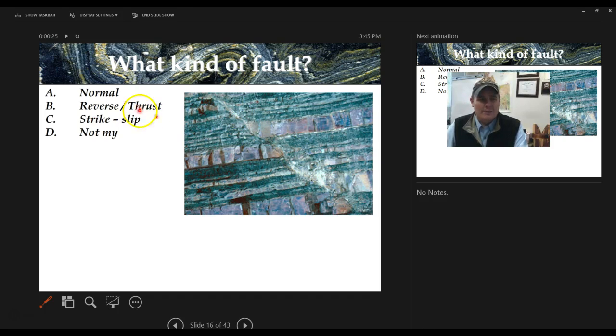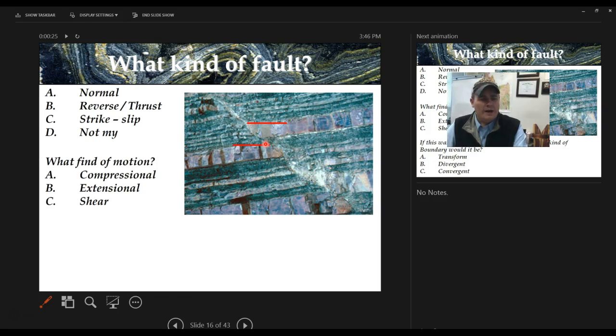Okay, as it moves up, it would be a thrust if it was lower angle. But this one right here is reverse. Okay, so there's the marker beds that I'll show you. Okay, what kind of motion? Oh no, let me draw in the fault plane. So there's the fault plane right there. Okay, it's off a little bit in some places, but you can see the point.